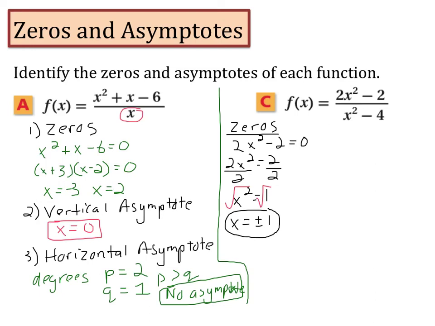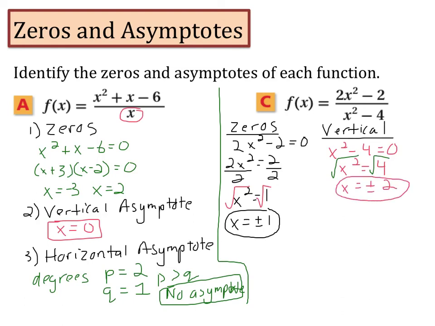For the vertical asymptote, I have my denominator of x squared minus 4. I equal that to 0. Add 4 to both sides. Take the square root of both sides. And I have x equals plus or minus 2. So here there are two vertical asymptotes.